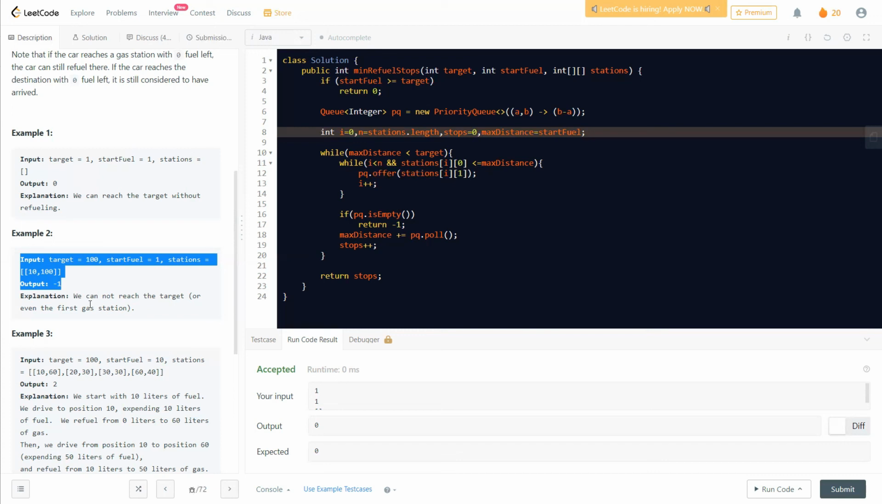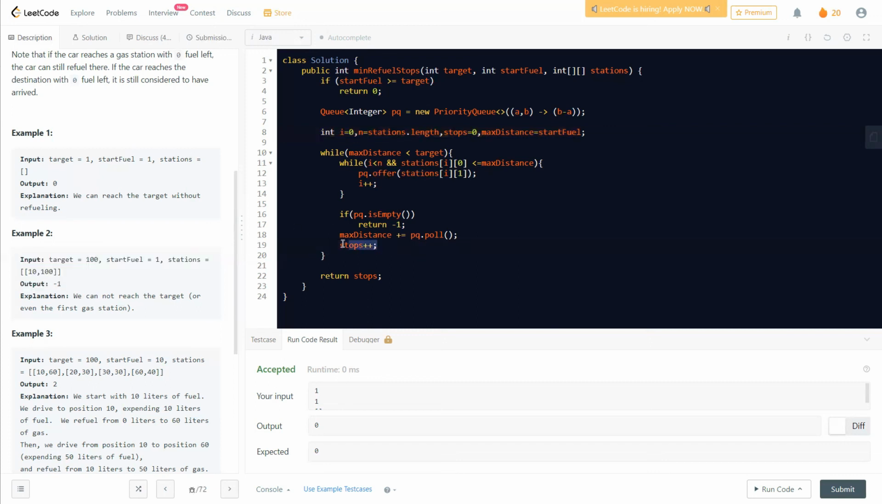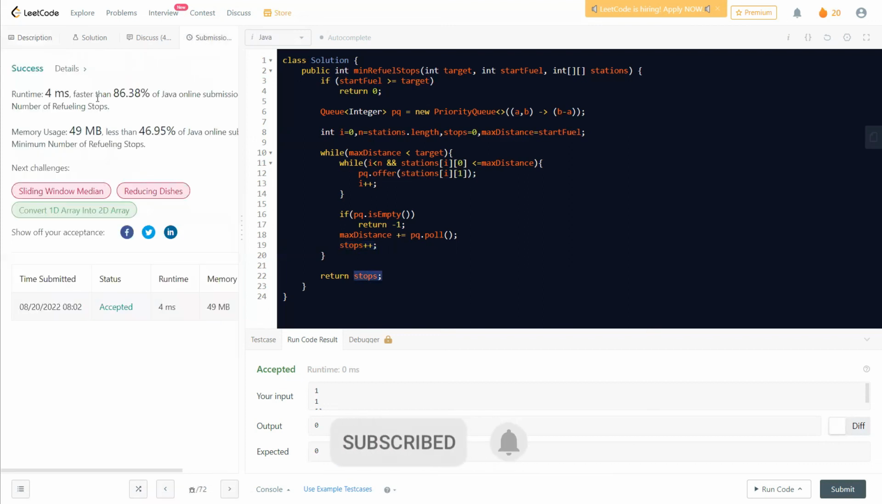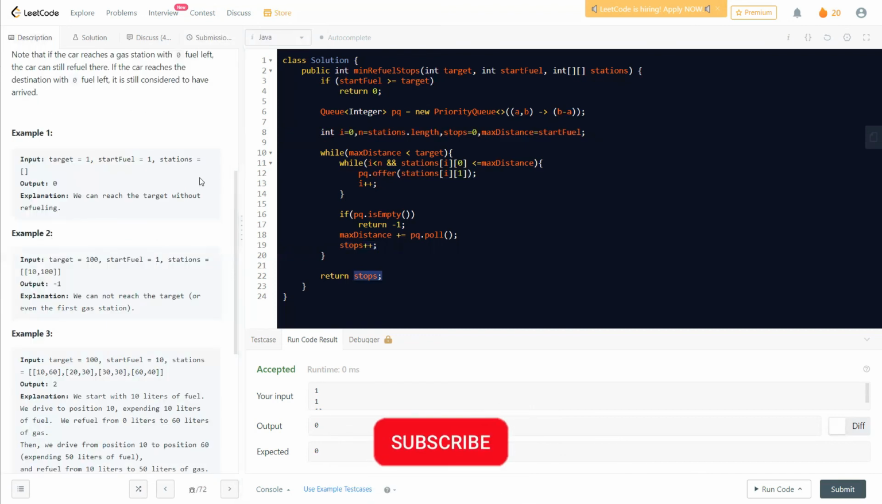That was the exact thing we were doing in the example I just showed a few minutes back. Every time we poll from our queue, we count that as a stop. We're making a stop over there. And once this max distance becomes greater than our target, we return the number of stops. So that's the whole idea. And see, it works pretty fine. It's faster, not even a slow solution. That's a pretty good solution we got.